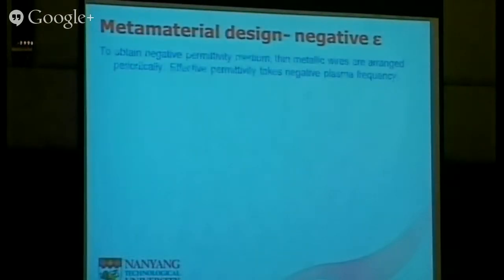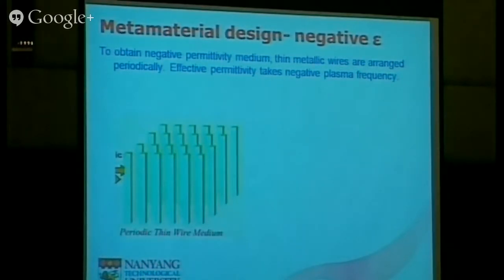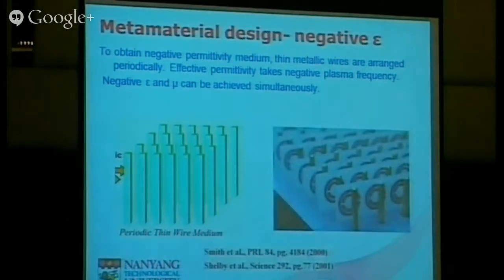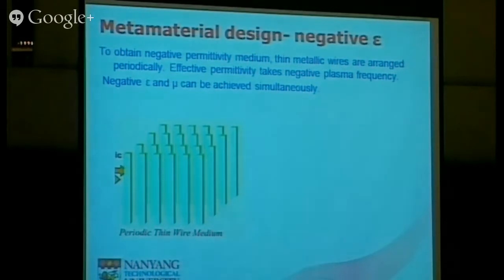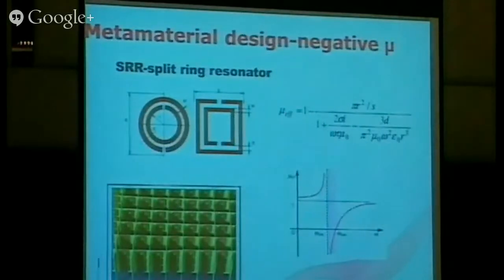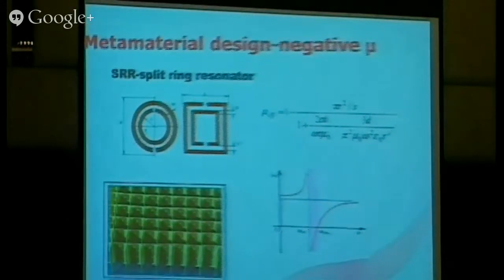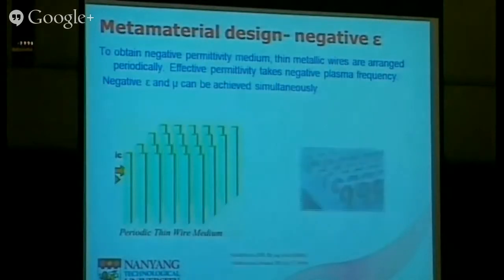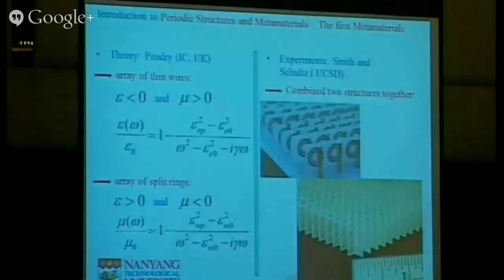And then in parallel, the negative epsilon structure has been realized. This is by introducing multiple thin wires. When the energy is incident on the periodic thin wire medium, it exhibits negative permittivity. So what Smith has done is he combined the earlier structure, the split ring structure and the thin wire together, to make it double negative. Okay.